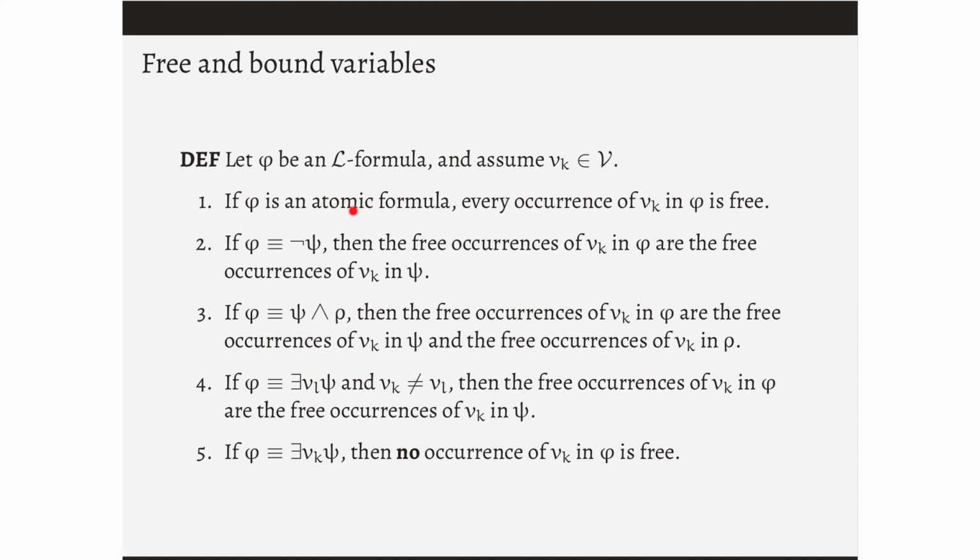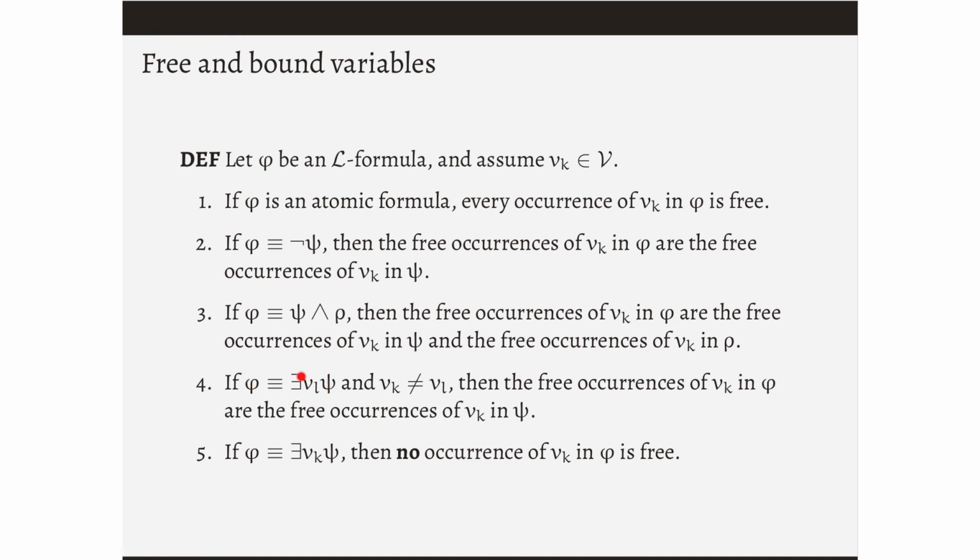If phi is the negation of another formula psi, well, there are no new quantifiers introduced here, so the free occurrences of vk in phi are just the free occurrences of vk in psi. Similarly, in the conjunction case, there's no quantifier that's newly introduced here, so nothing can be bound here. So we just collect the free occurrences of vk in psi and in rho into the free occurrences of vk in phi.